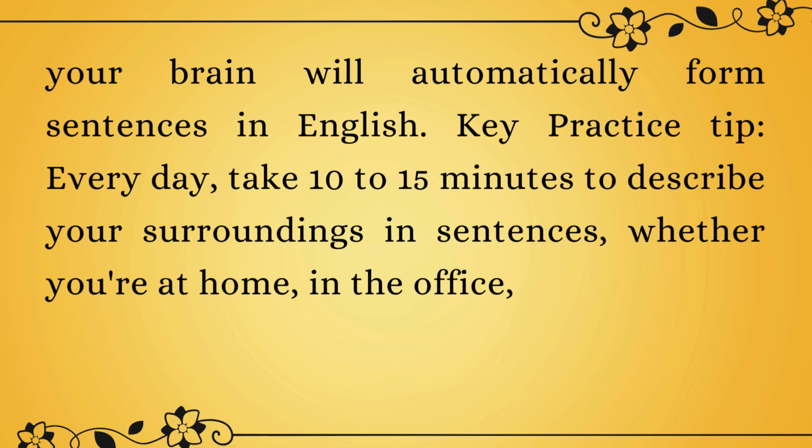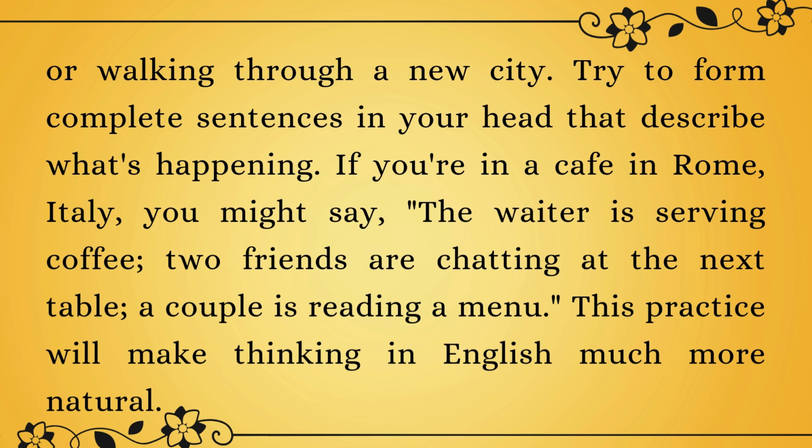Key practice tip: every day, take 10 to 15 minutes to describe your surroundings in sentences, whether you're at home, in the office, or walking through a new city. Try to form complete sentences in your head that describe what's happening. If you're in a cafe in Rome, Italy, you might say, "The waiter is serving coffee. Two friends are chatting at the next table. A couple is reading a menu." This practice will make thinking in English much more natural.